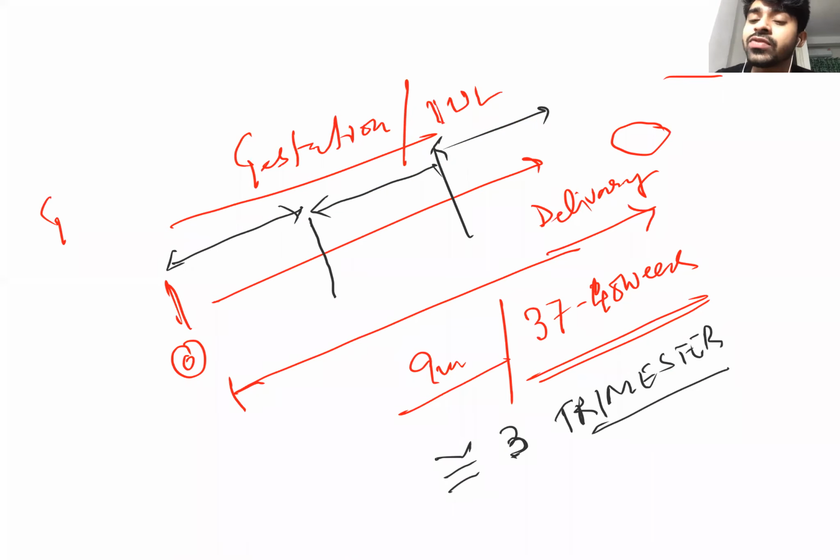So the first trimester means the first 3 months. The placenta is formed at the end of the first trimester. That is one MCQ. Whenever you find a trimester MCQ, be sure that the first trimester is the first 3 months, the second trimester is the second 3 months, and the third trimester is the third 3 months. This is the gross definition you have to remember.